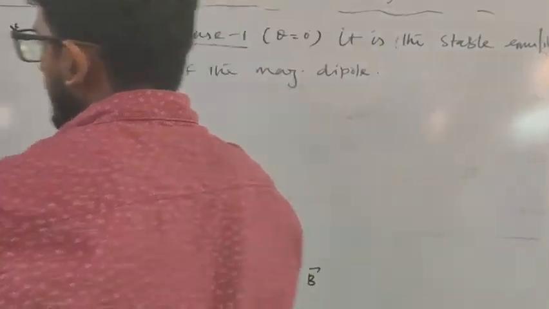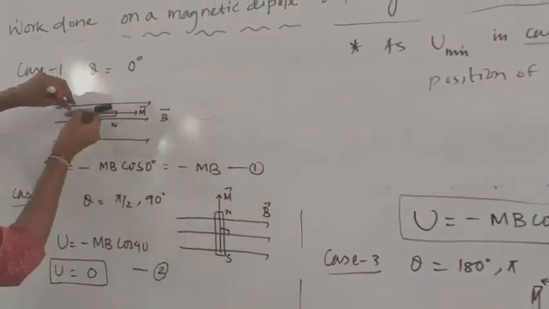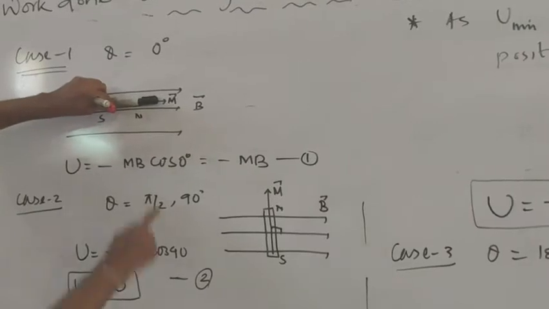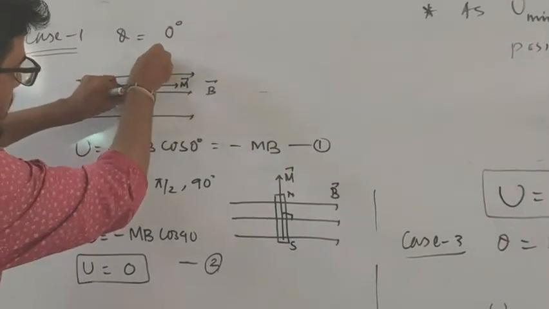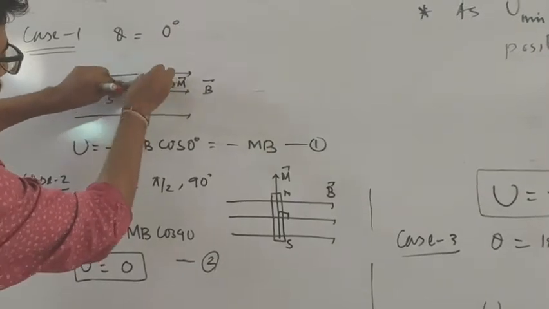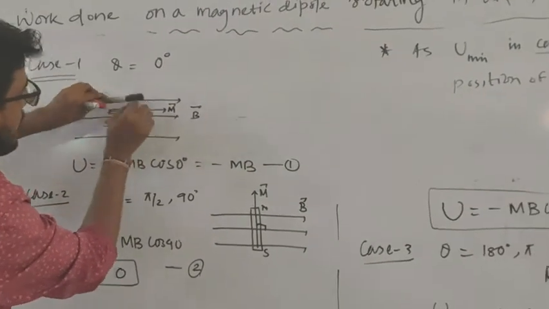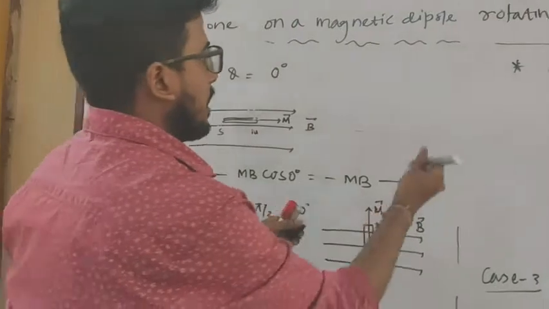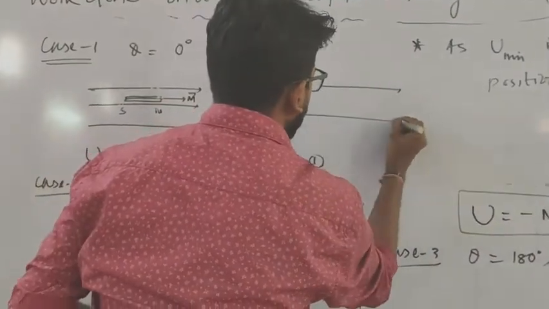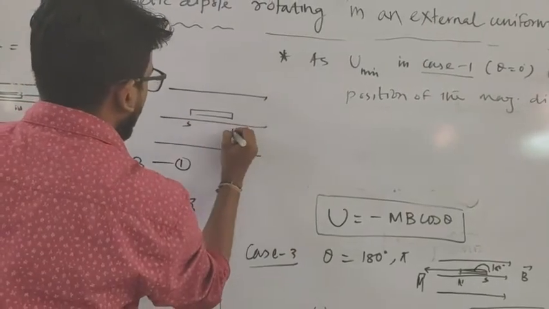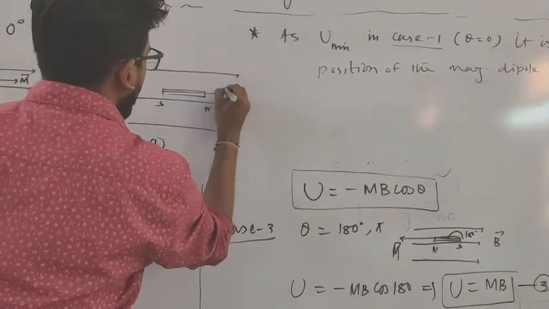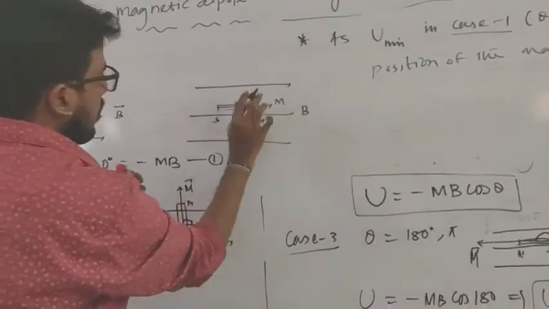Clear? That means in this case, when M and B both are along the same direction, the magnetic dipole will remain in stable equilibrium. That means if we slightly disturb or slightly rotate this dipole from this position, it can again regain its initial position. That means if the dipole is placed like this, here is the south pole and north pole, this is the direction of M and this is the direction of B, the angle will be 0.